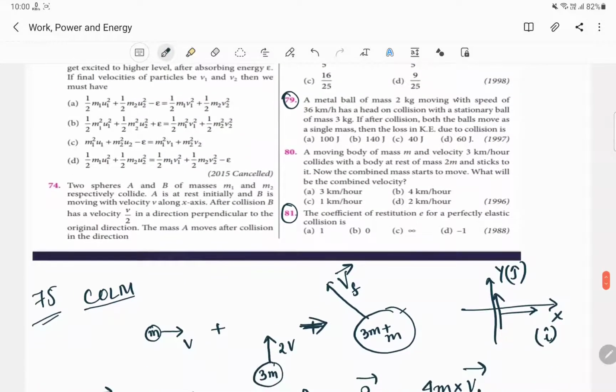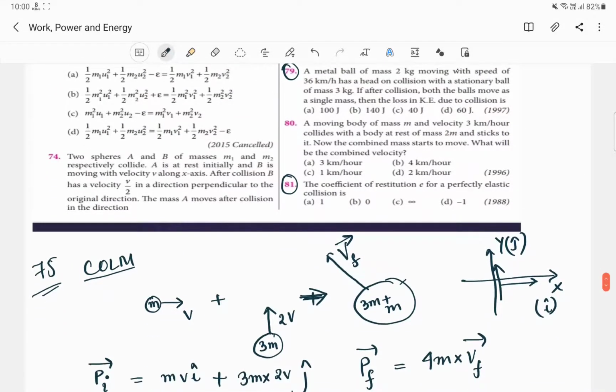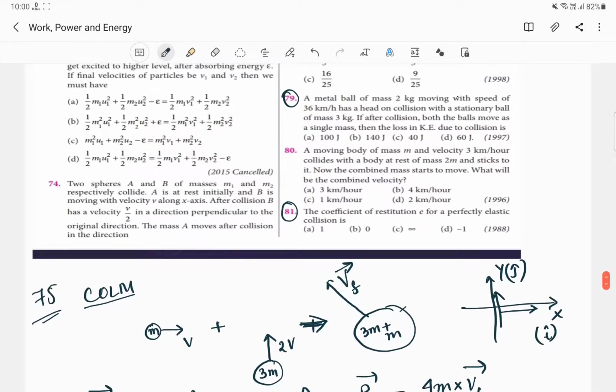Now let us do question number 79. For this question number 79, a metal ball of mass 2 kg is moving with a speed of 36 km per hour and has a head-on collision. Head-on collision means a collision taking place in the same straight line. That type of collision is known as head-on collision.